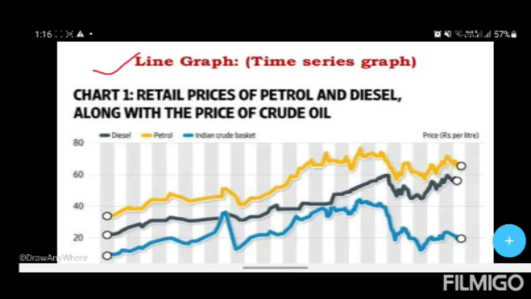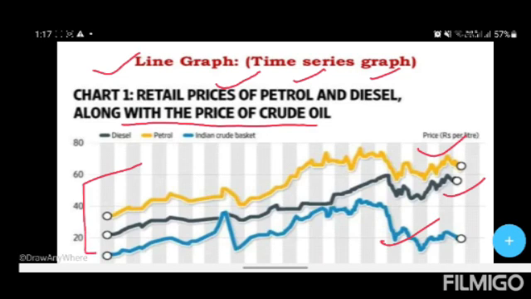Here we have a line graph showing the retail prices of petrol, diesel along with the price of crude oil. This is diesel, this is the price of petrol, and this is the price of Indian crude basket, the crude oil. So here we can derive a relationship between the three. We can see the trends over the time also.